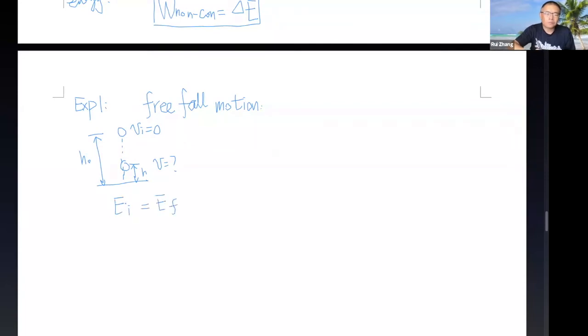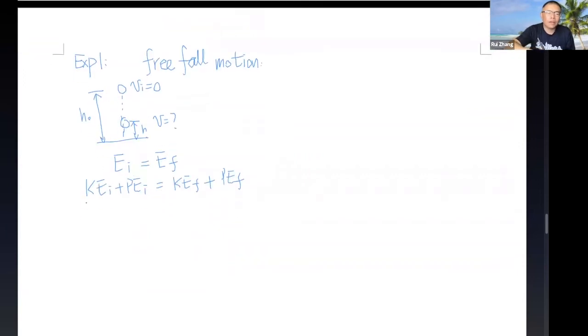As we know, each one of these is kinetic energy plus potential energy. So we write it more specifically, and then we put the definitions in. In the problem, we know v_i equals 0, so this term is definitely gone. h_i is not 0, it's given as h naught. And v_f is not 0, it's something we will find out. And h_f is given as h.